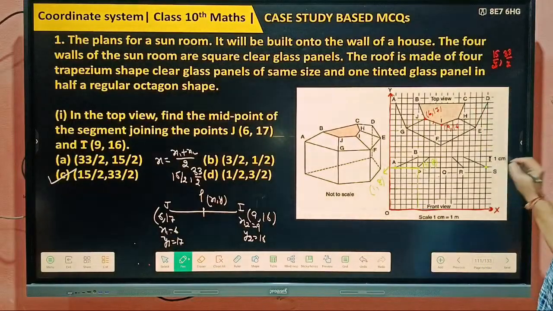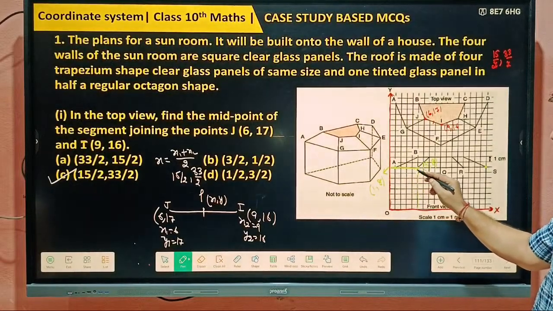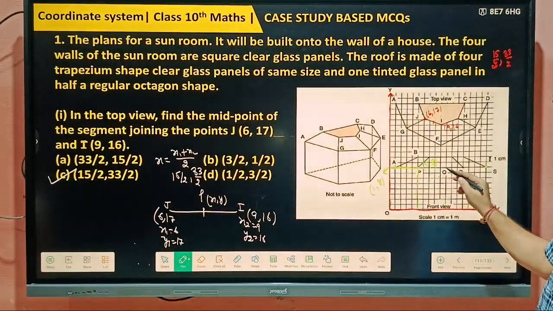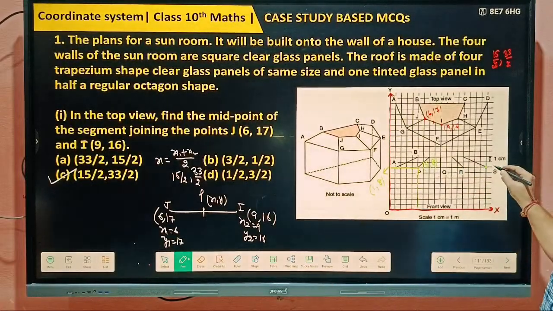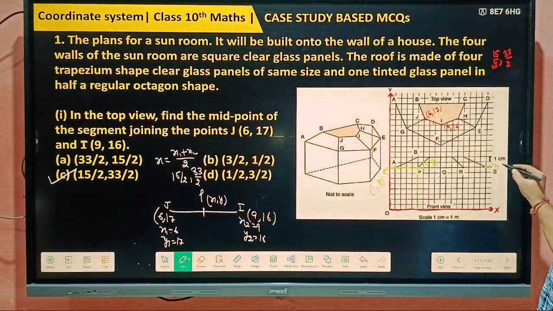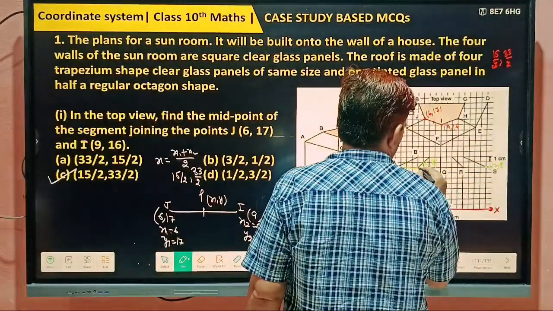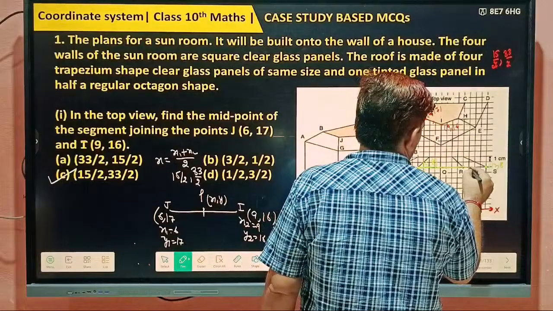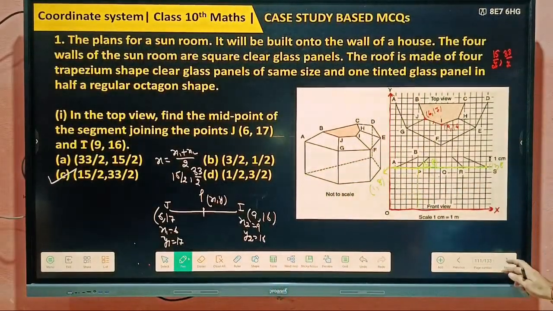What are the coordinates of this point? 1, 2, 3, 4, 5, 6, 7, 8, 9, 10, 11, 12, 13, 14, 15, 16, 17. So here x is how much? 17. And what is y? 1, 2, 3, 4, 5, 6, 7, 8. So look, all are lying in one line. So the y coordinate is the same. What's the y coordinate?